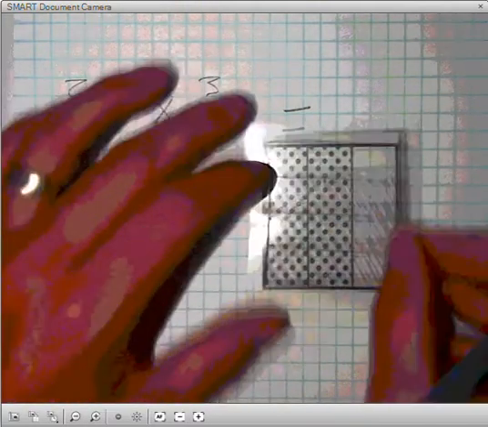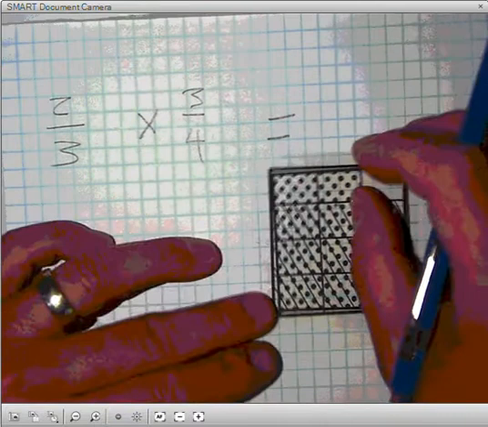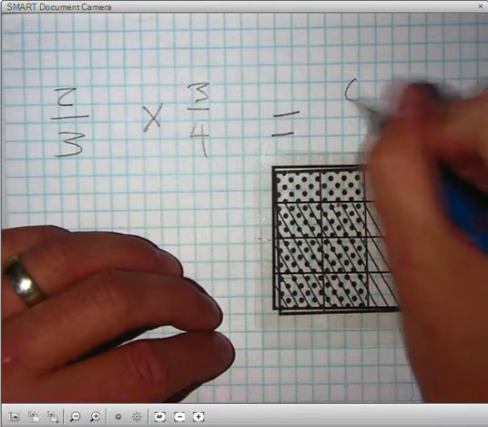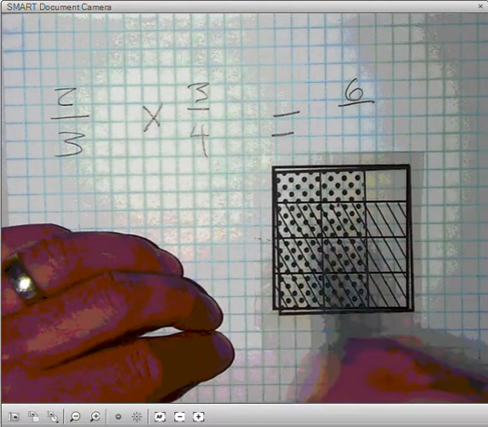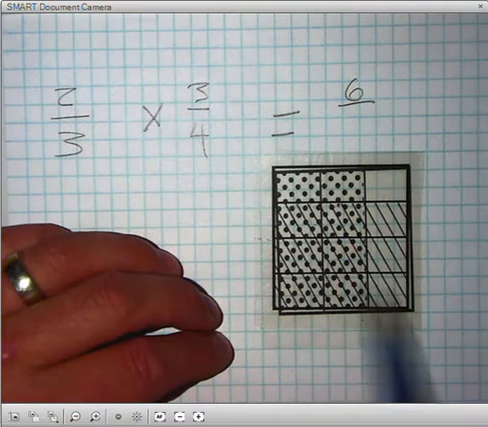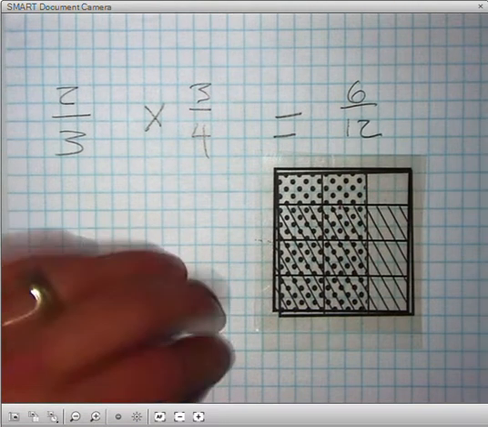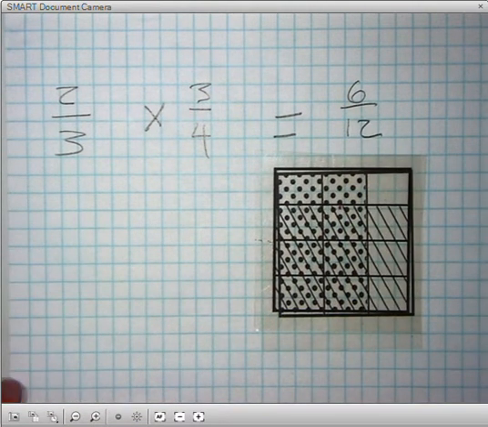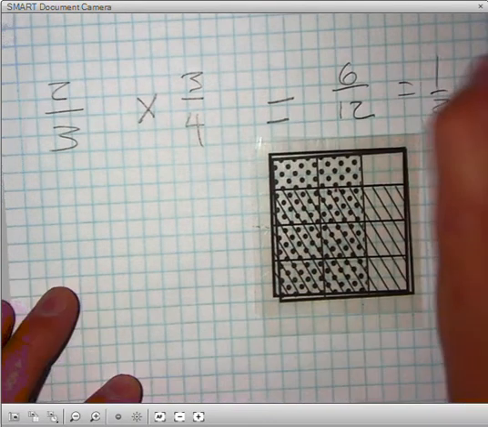Gives us our answer: 6 over 1, 2, 3, 4, 5, 6, 7, 8, 9, 10, 11, 12. Can that be reduced? What does that reduce to? Lopez: 1/2. Good. Excellent.